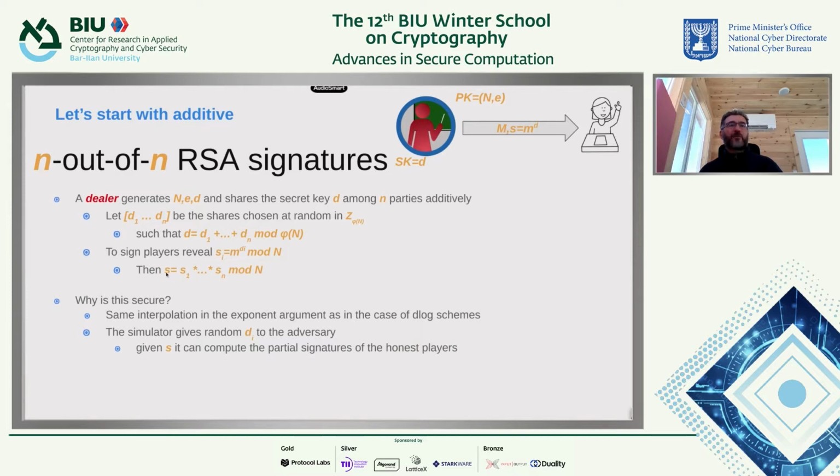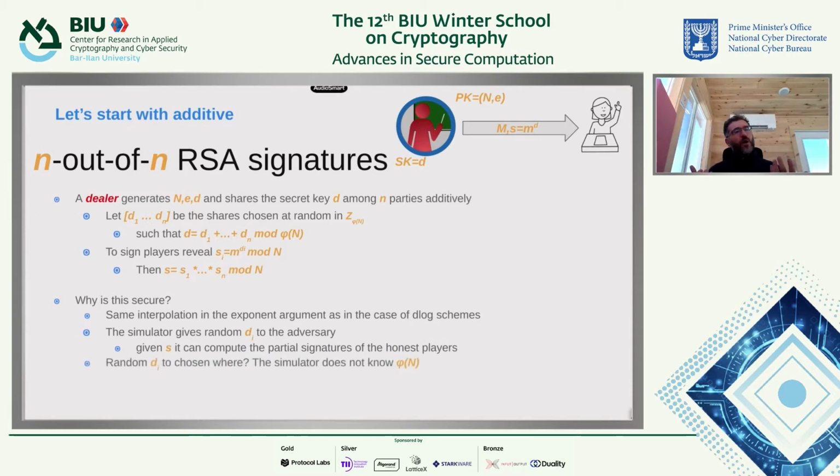by taking this equation right here, right? And he knows the partial signatures of the bad players because he is giving them the d_i. He knows the signature S, so he can just go and choose the partial signatures of the honest players at random, subject to the condition that they multiply to S.